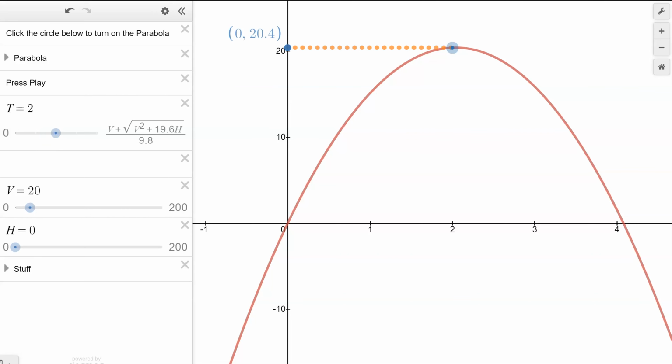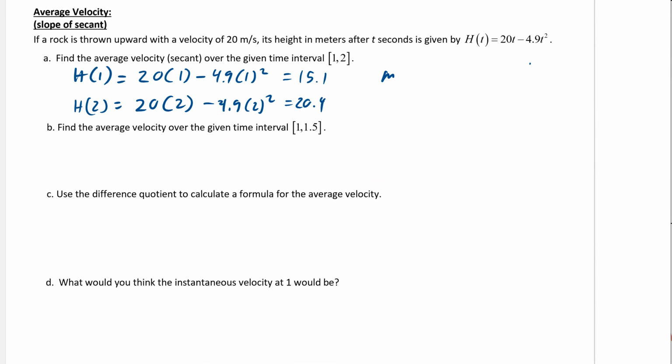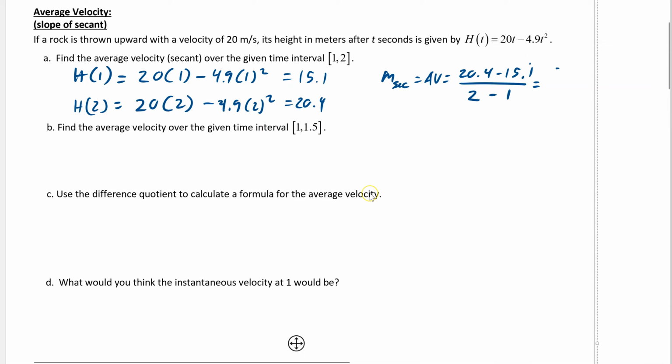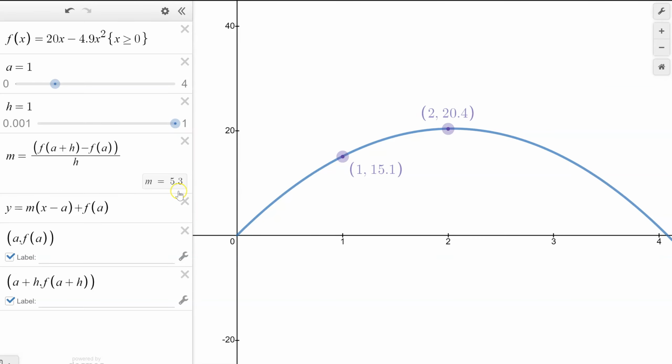And what was the total distance? Our slope of the secant, which is our average velocity, is 20.4 minus 15.1, over 2 seconds minus 1 second. So what does that give us? I know this is an easy calculation, but we're still going to do it in the calculator just to make sure everything is perfect. 5.3. So 5.3 meters, and that took 1 second. So that is 5.3 meters per second. That is our average velocity.